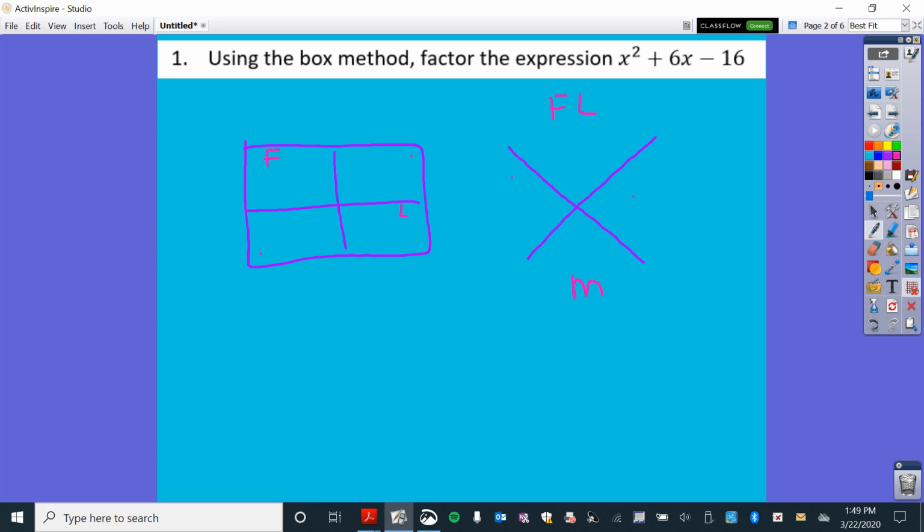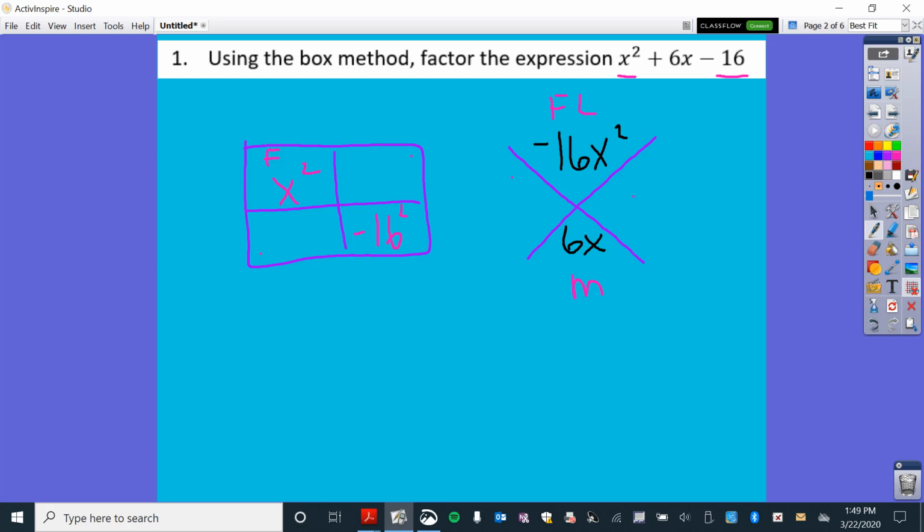So we're going to go ahead and fill in our first and our last in our box first. So we're going to fill in our x squared and our negative 16. Okay, so we're going to fill those in. Now, we're going to go to our x and we're going to multiply our first times our last. So negative 16 times x squared is just negative 16x squared. Okay, and we are going to plug in our middle term, which is 6x.